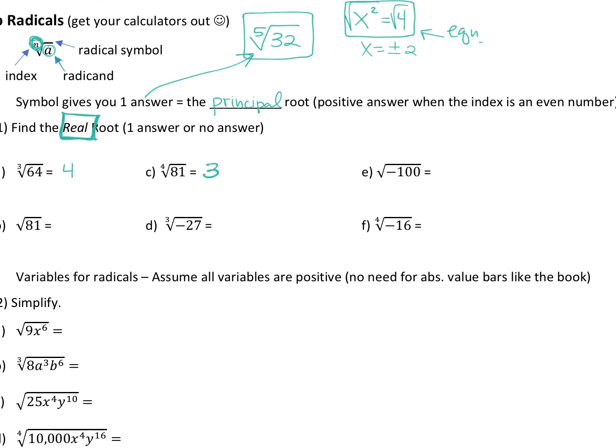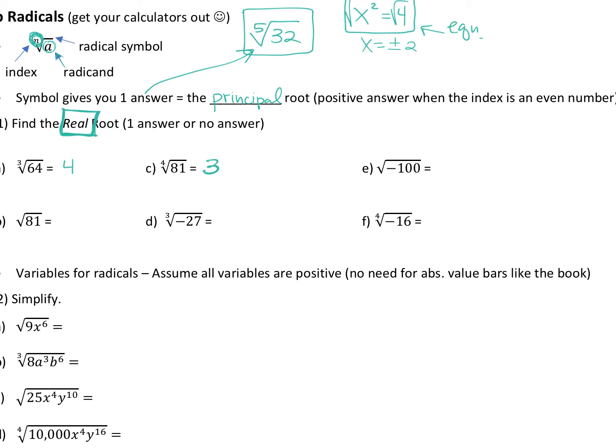Okay, when they ask you to take the square root of a negative number, so if it's an even index, right, a 2 or a 4 or a 6 out in front, if it's an even index, you cannot take the negative. So this is going to be no real solution. Okay, there is an imaginary solution. What is the imaginary solution? 10i, good job. But there is no real solution to that.